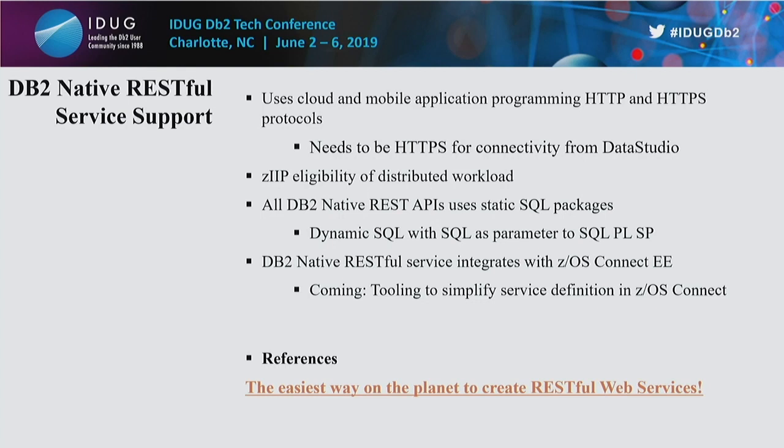Another one, zIIP eligibility. You already saw the picture. It's going down the DDF execution path. So if you use RESTful services, it gives you exactly the same zIIP offload as any other distributed request. Okay, it's 55 to 60% zIIP eligibility. You get the same thing. Okay.